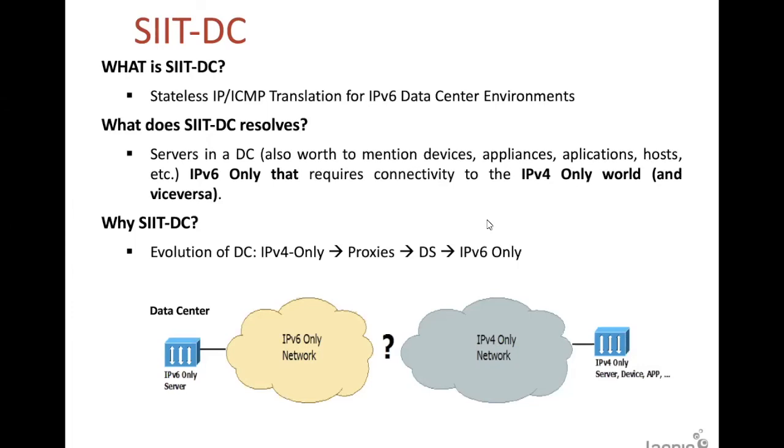And actually, IPv6 only data centers are faster than IPv4 data centers. A lot of measurements have been done all around that show that IPv6 is faster than IPv4. So if you are building your data center in this moment, it could be a good idea to use CDC.